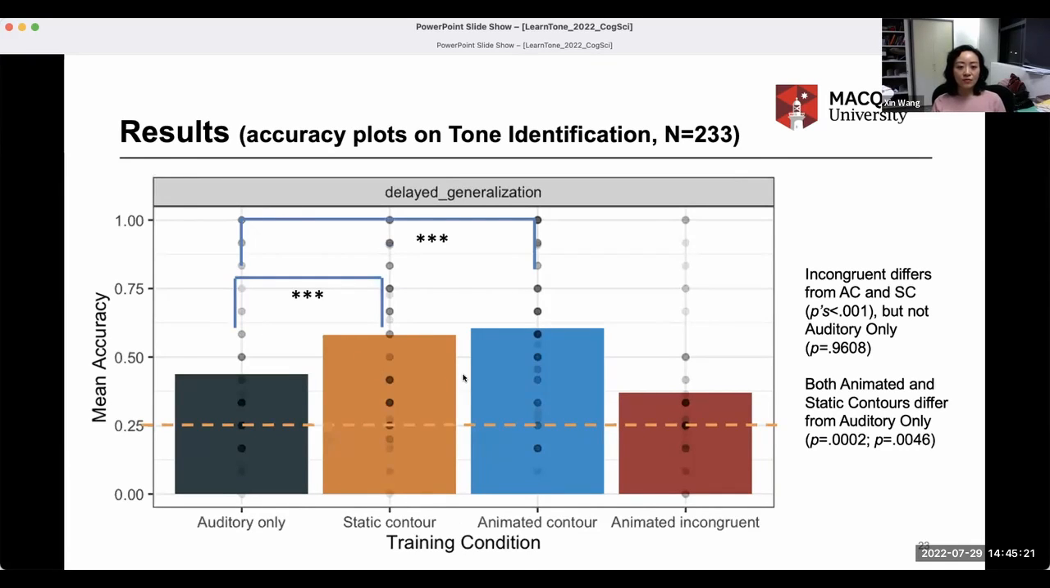This is the results from the delayed generalization tests. Same pattern as the generalization test, where for the new items, both visual conditions differ from the auditory only condition. And the incongruent condition differs from these 2 visual conditions, but these 2 visual conditions were not significantly different.